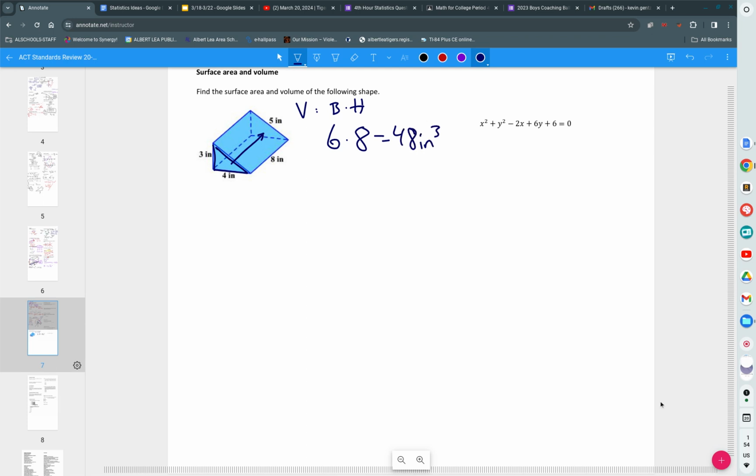What I'd like you to do is see if you can find the surface area. The surface area is the sum of the area of all the faces. You have 5 faces. See if you can calculate the area of 5 faces, add that up.